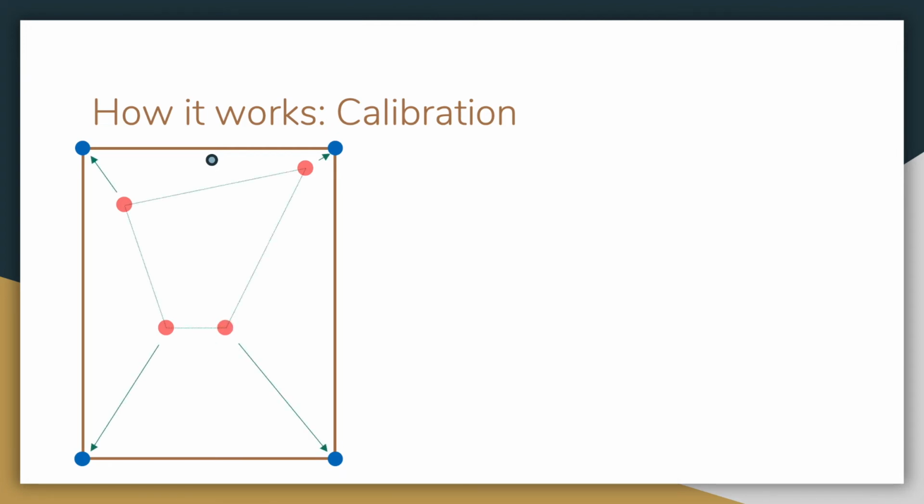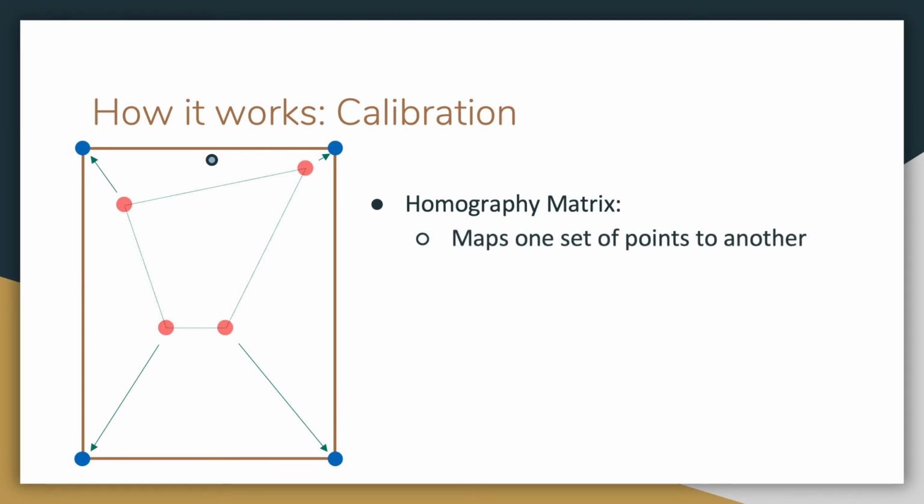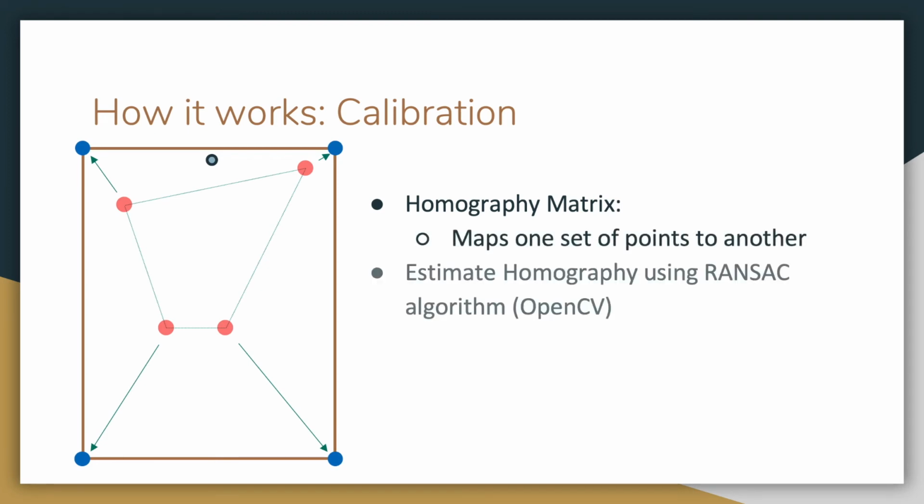The process of calibration involves mapping these 4 points, and all points inside of the shape, to the 4 corners of the iPad. This can be done using something called a homography matrix, which maps one set of points to another. However, since we're using more than just 4 points for our calibration system, and there's a lot of noise involved with eye tracking, we need to take a randomized approach to estimating the homography matrix. And we can do this using an algorithm known as the RANSAC algorithm. I implemented this using OpenCV because Swift support for matrix operations is pretty limited.